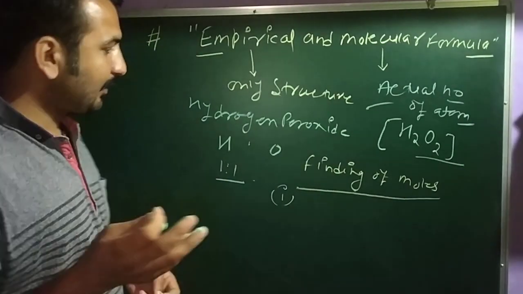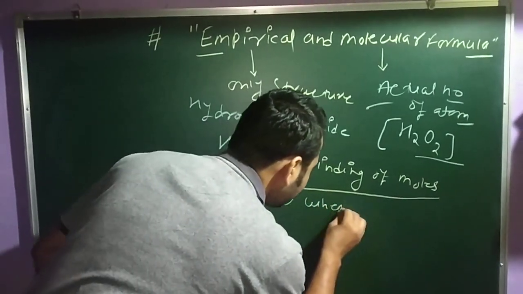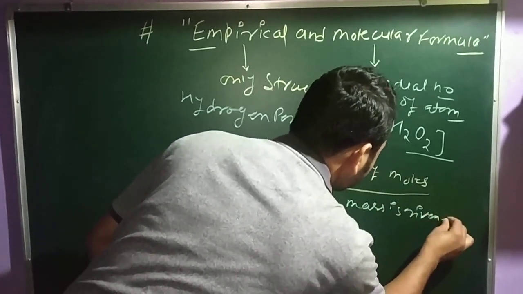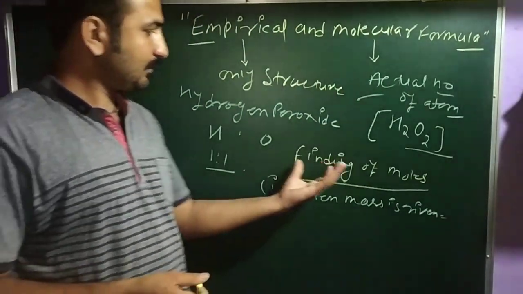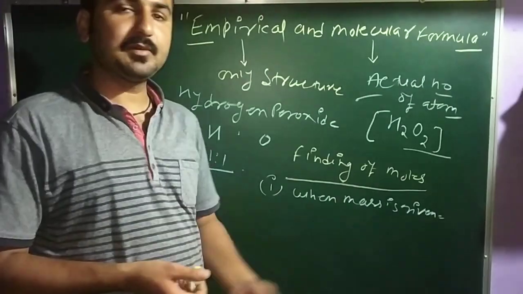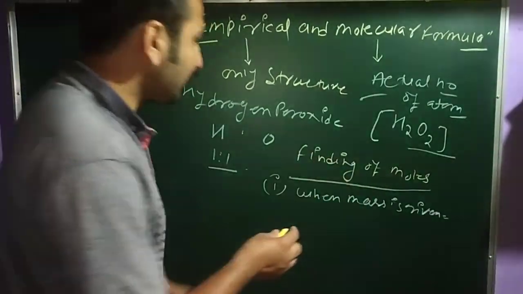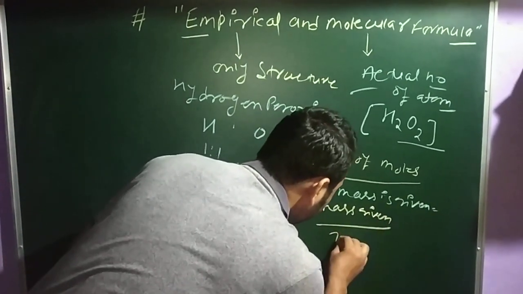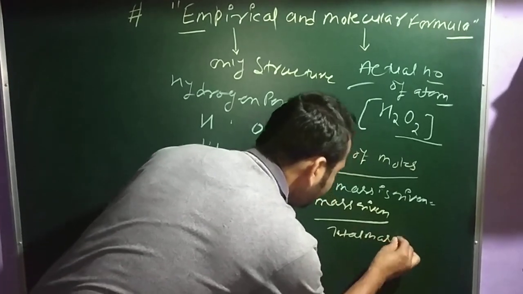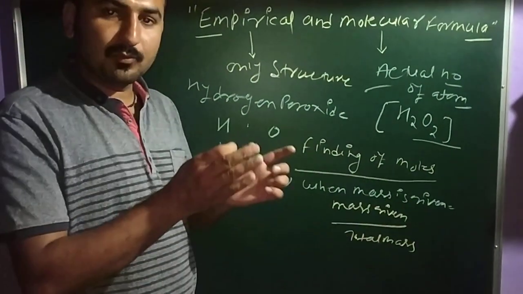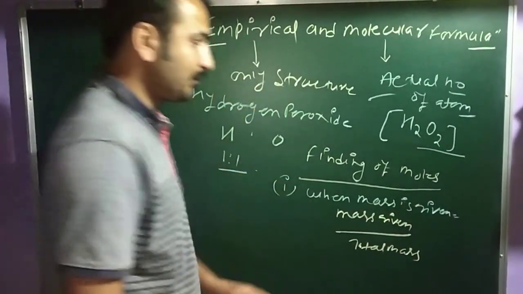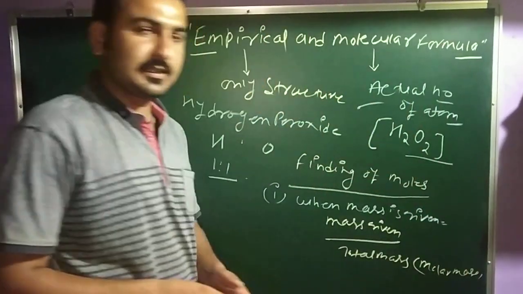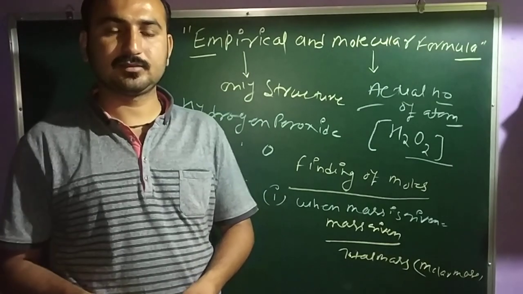The first formula we use is when mass is given. Suppose you have to find the moles of something and you have the given mass. So how do we calculate? We calculate the mass given upon the total mass. Total mass means you can say the molecular mass, or simply the molar mass. Molar mass of what? Of the compound whose moles you are calculating.